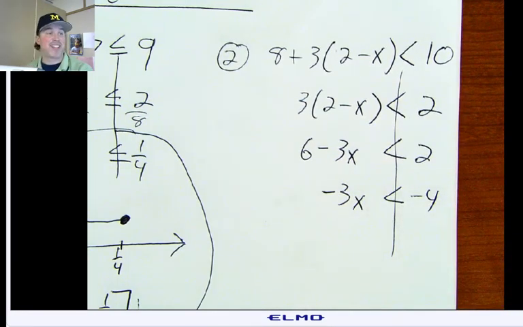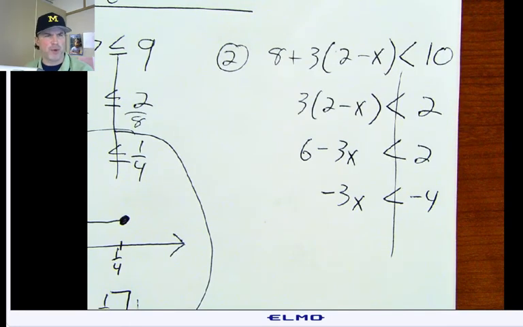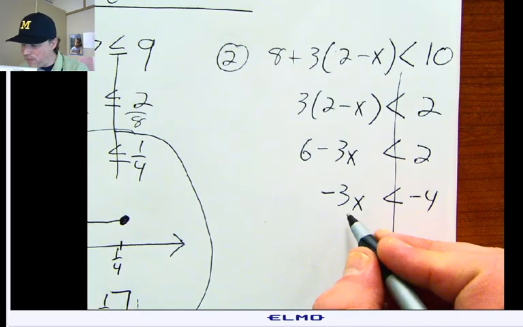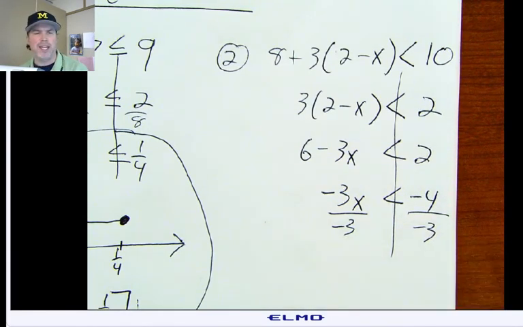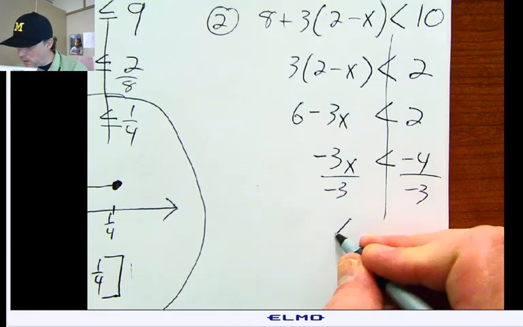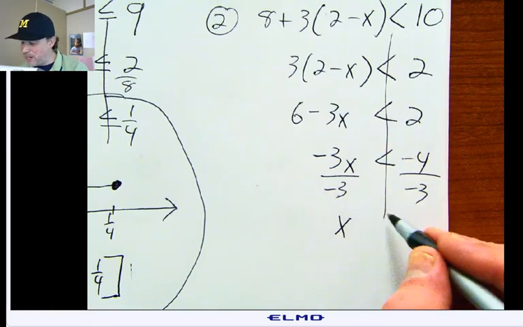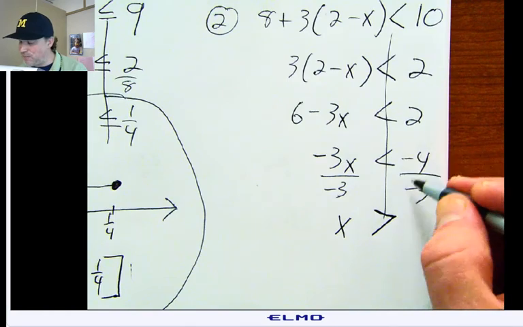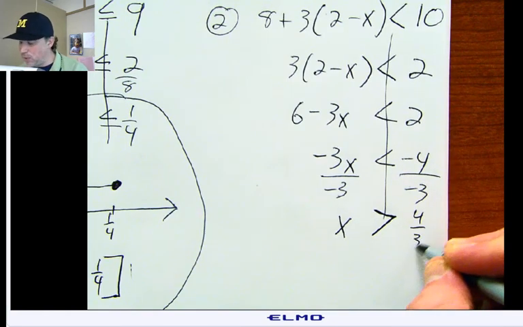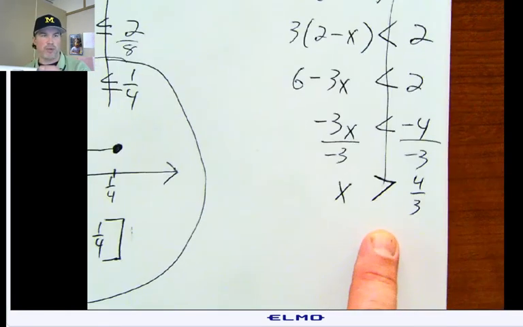Now, this last step is where that trick comes in, the thing that you need to remember: if you divide both sides by a negative number in an inequality, you need to flip over the inequality. And in this case, a negative divided by a negative is a positive. So x is greater than positive 4/3.